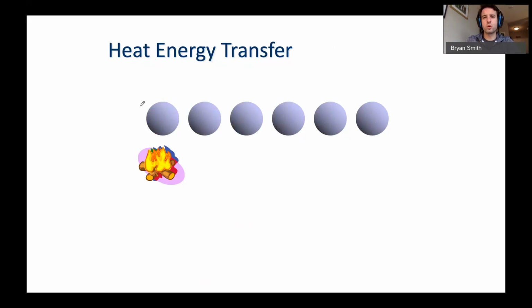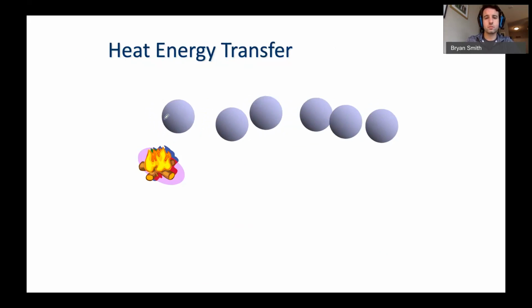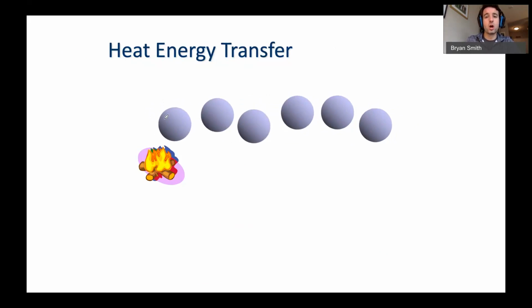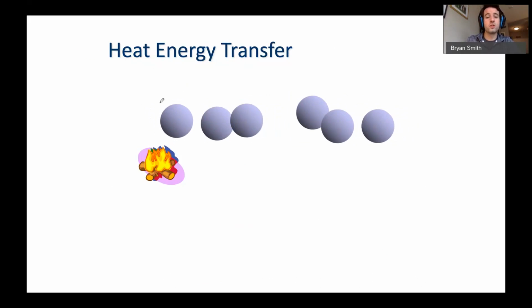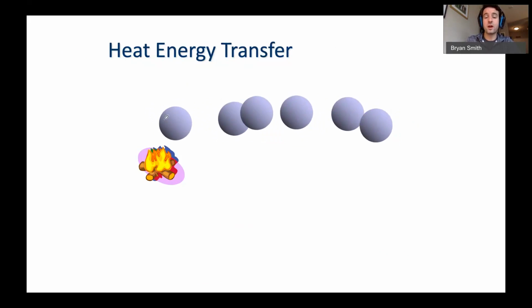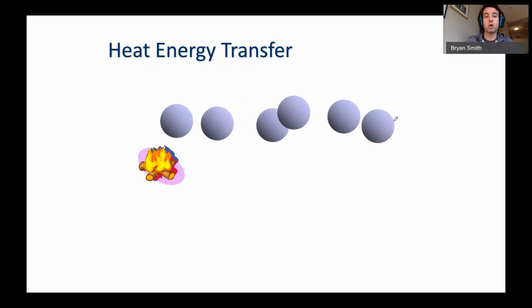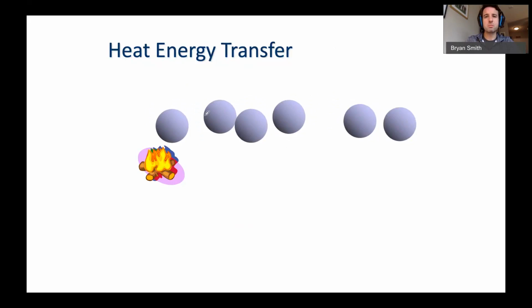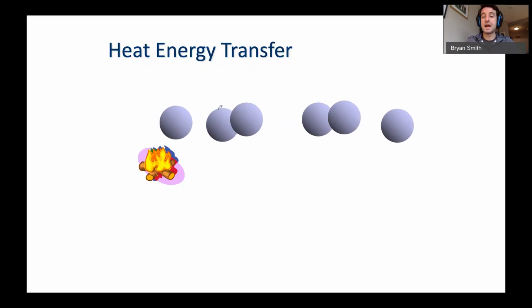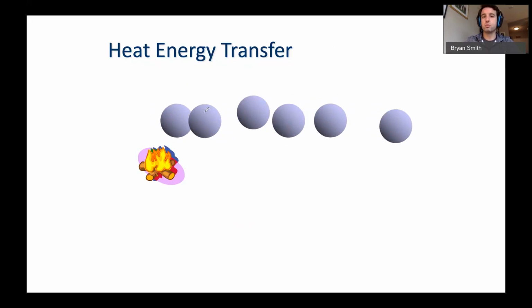So maybe we're showing a wire or just an object in general here. And what I want you to notice is what happens to the speed of particles as they move. Hopefully you'll notice here that this first particle is moving the fastest and this last particle is moving the slowest. You'll also notice that these particles seem to be bumping into each other. And as they bump into each other, they start to move.